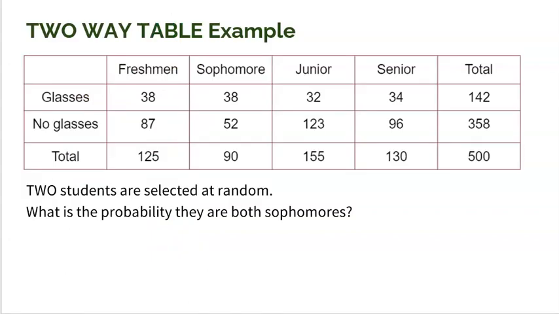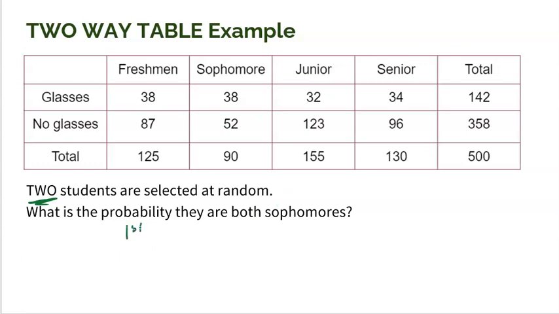So example we've seen already, 500 total kids. We got freshmen, sophomores, juniors, seniors, kids that wear glasses, kids that don't. And we want, again, find the probability that 2 kids are selected. So again, we're selecting 2 kids. We're going to pick a kid out, and then we're going to pick another kid out. So no replacement here. We want 2 kids when it's done, so we don't put that first one back. What's the probability they're both sophomores?